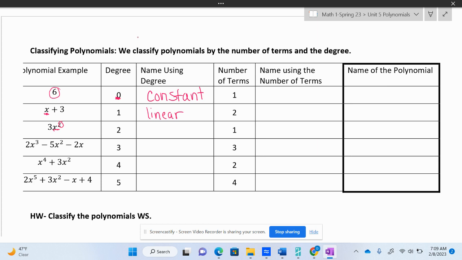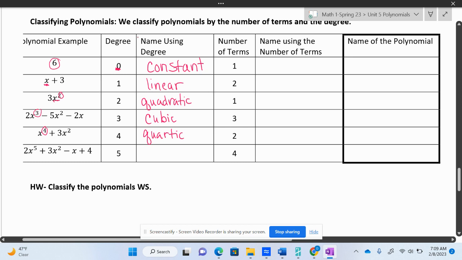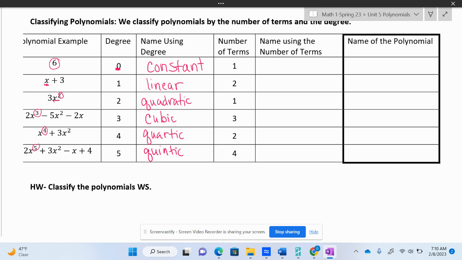This variable is raised to the power of 2, so this is called a quadratic. This is degree 3. This is called a cubic. Degree 4 is called a quartic. Degree 5 is called a quintic. And anything other than that is called, whatever the number is, degree poly. So if I had something like 3x to the 6th, that would be a 6th degree. We just name it by the degree. It doesn't have a special name, okay?